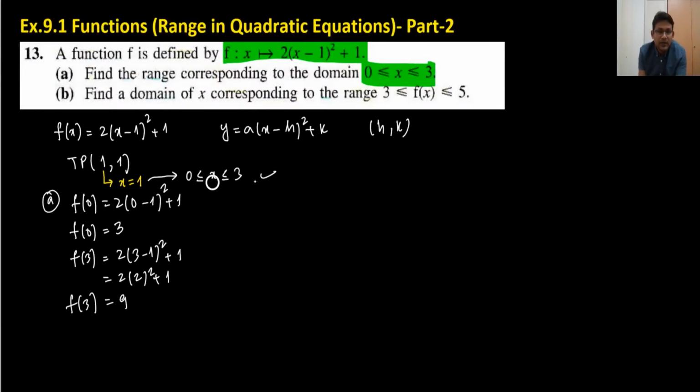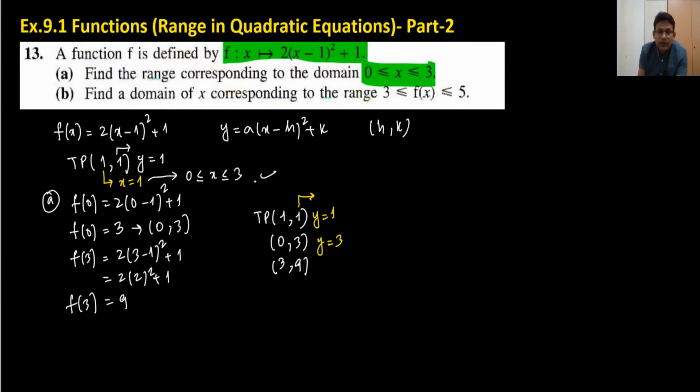When this turning point is lying in the given domain, I will use this value of y, the turning point y equals 1. So it means I will use the turning point coordinate. The second coordinate is 0, comma 3, because domain is 0 and the image is 3. And here the domain is 3 and image is 9. Because the x coordinate of the turning point is coming in the given domain, we have to use the turning point. So here y is 1, here y is 3, here y is 9.